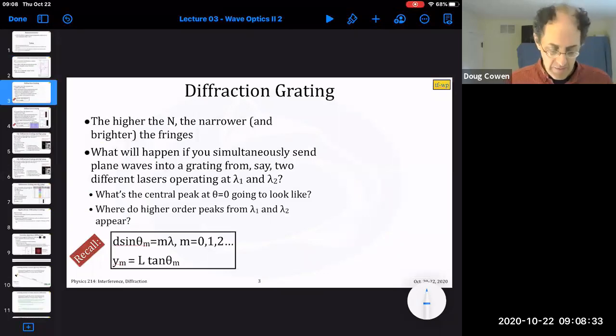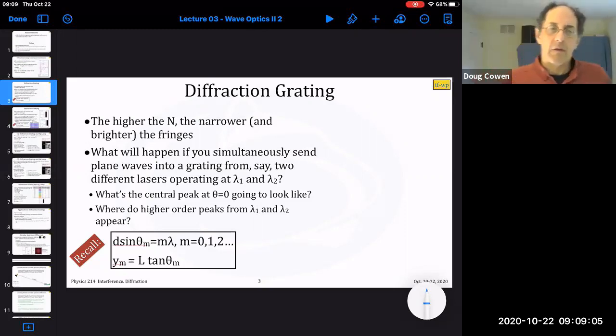So what will happen if you simultaneously send two different colors of light at two different wavelengths, lambda 1 and lambda 2, into a diffraction grating? Let's say they're from two different lasers. So first, what is the central peak at theta equals 0 going to look like? And where do the higher order peaks from lambda 1 and the higher order peaks from lambda 2 appear?